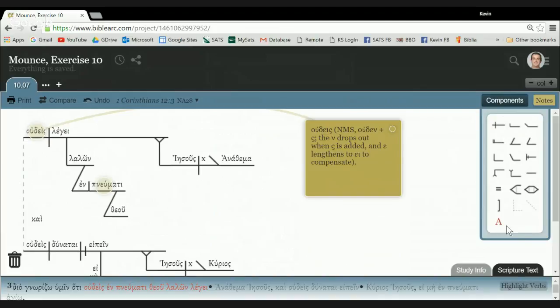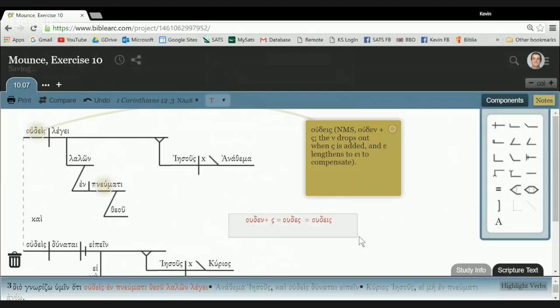So what happens here effectively is that we have ouden plus sigma becomes oudes, and in the nominative masculine singular, the epsilon lengthens to iota to compensate. All right? So oudes is nominative masculine singular. It's functioning as the subject of the sentence.